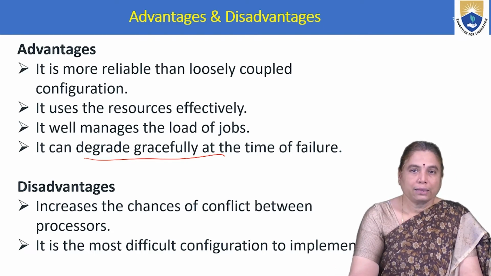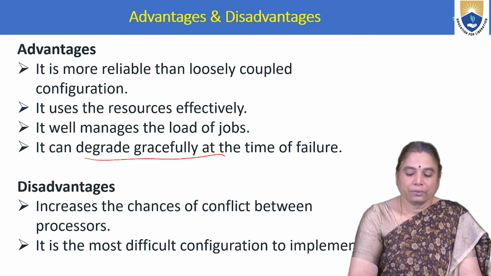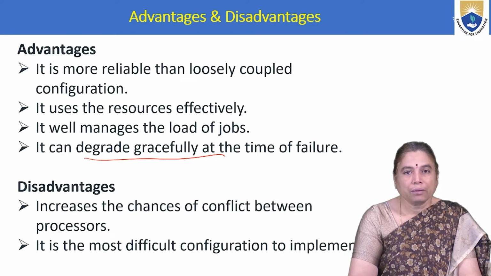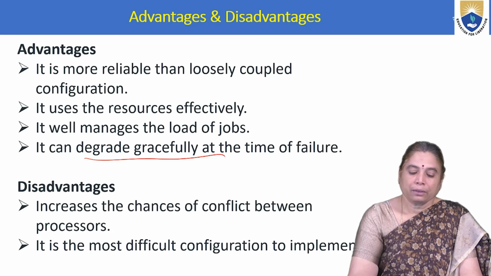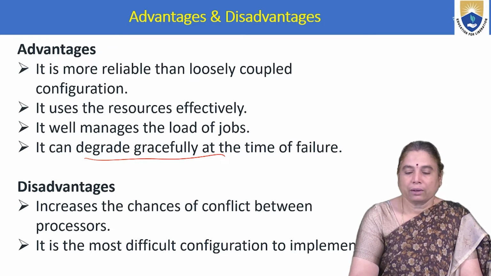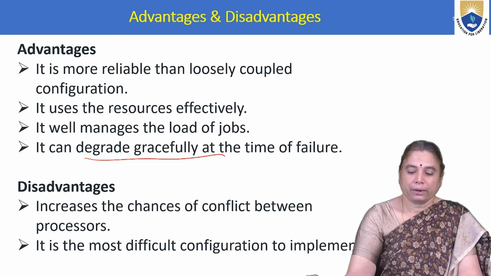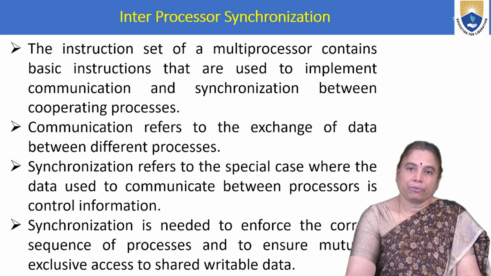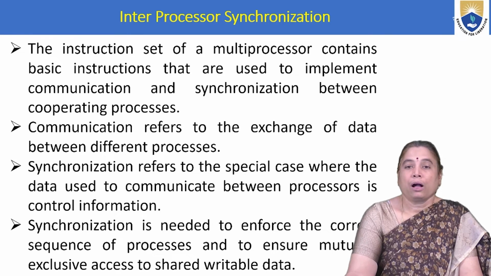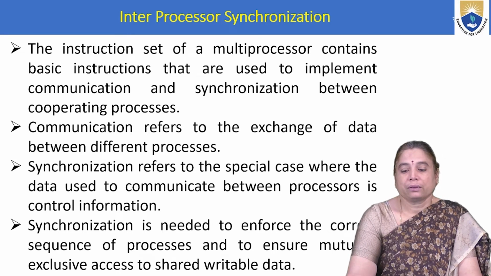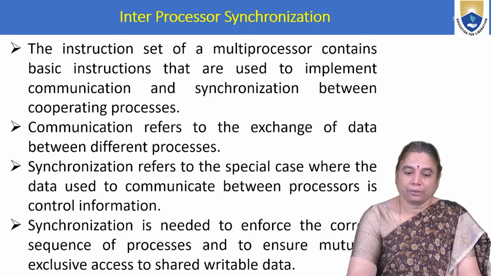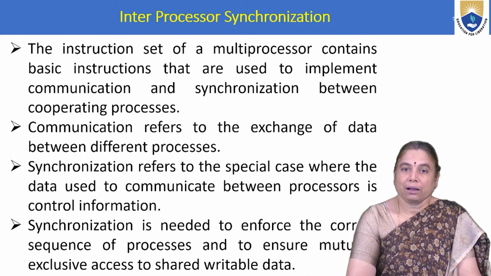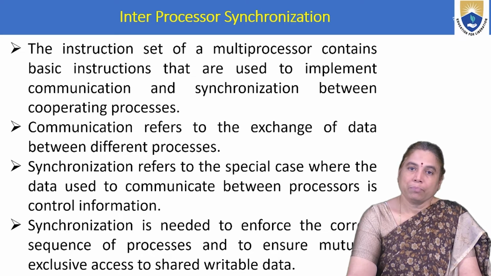The disadvantages of this configuration are that it increases the chances of conflicts between the processors, and it is the most difficult configuration to implement. So we discussed how processors communicate in the various configurations, how inter-processor communication can be synchronized, and how they can share the common data and resources, the common memory.